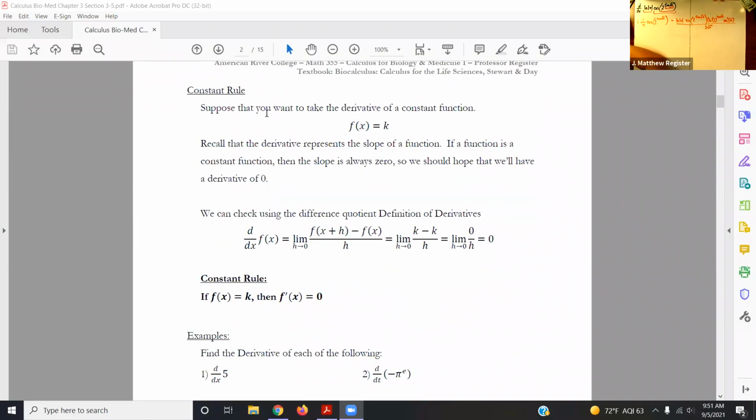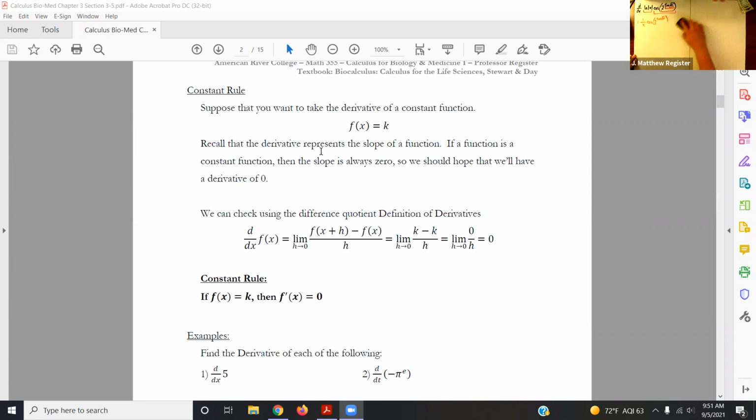We'll start with the easy one, the constant rule. So suppose that you want to take the derivative of a constant function. And so f of x equals k, where k is 5 or 2 or 7 or just some number. Well, remember that the derivative just represents the slope of the function. If the function is a constant function, then the slope is always 0. And so you're going to get a derivative of 0.